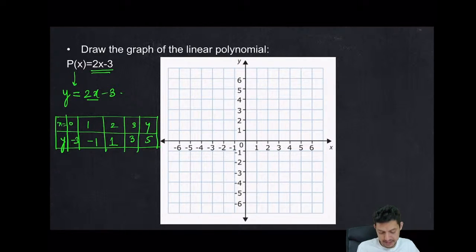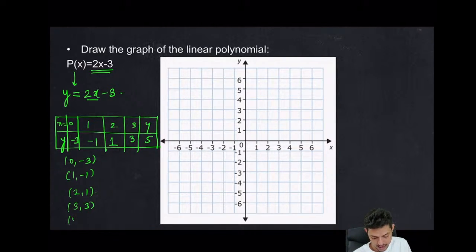Okay, now we say that the points (0, -3), (1, -1), always x is written first, y is written next, (1, -1), (2, 1), (3, 3) and (4, 5), these are all points that will lie on the graph of the line. In other words, our required polynomial, which will be a straight line, will pass through these points.